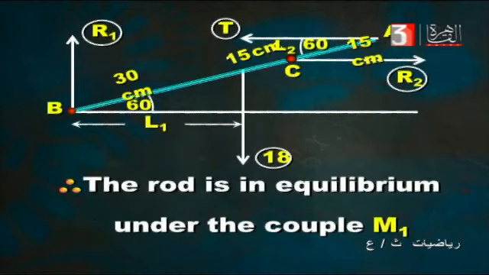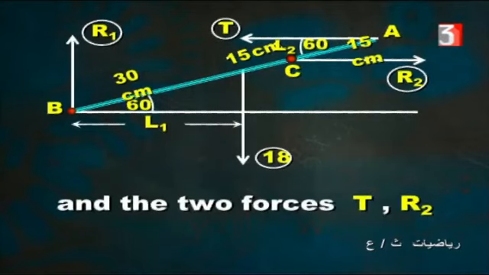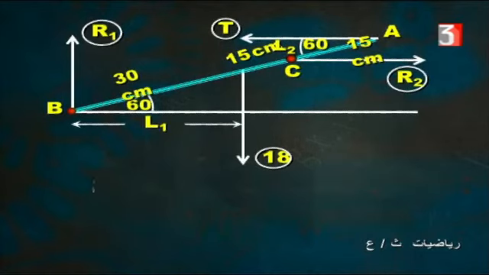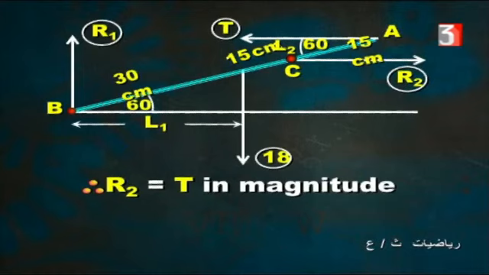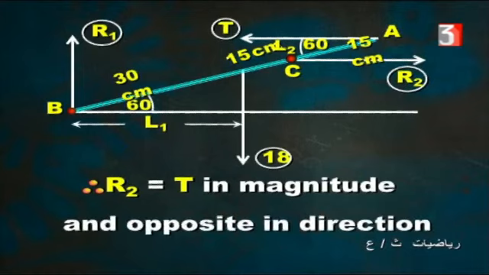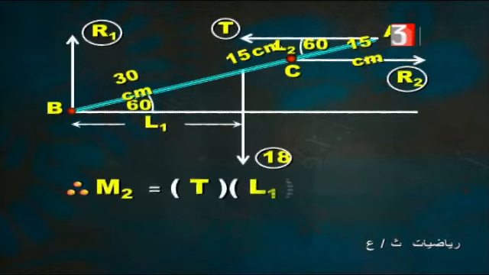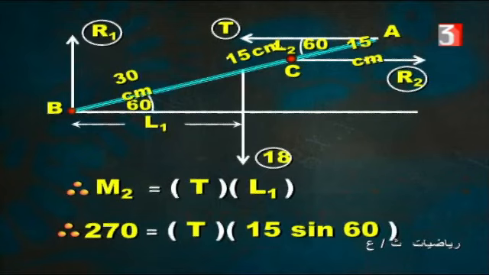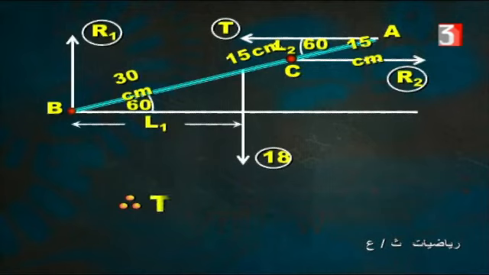The rod is in equilibrium under the couple M1 and two forces T and R2. Look at the tension of the rod T and R2 the reaction; they form a couple. The distance between them is perpendicular to the line of action. T and R2 form a couple, its moment is 270 in the positive direction. R2 equals T, forming a couple, equal in magnitude and opposite in direction. Then T times L equals 270. In this case, L equals 15 sine 60. Then the tension equals 12 root 3 Newton.